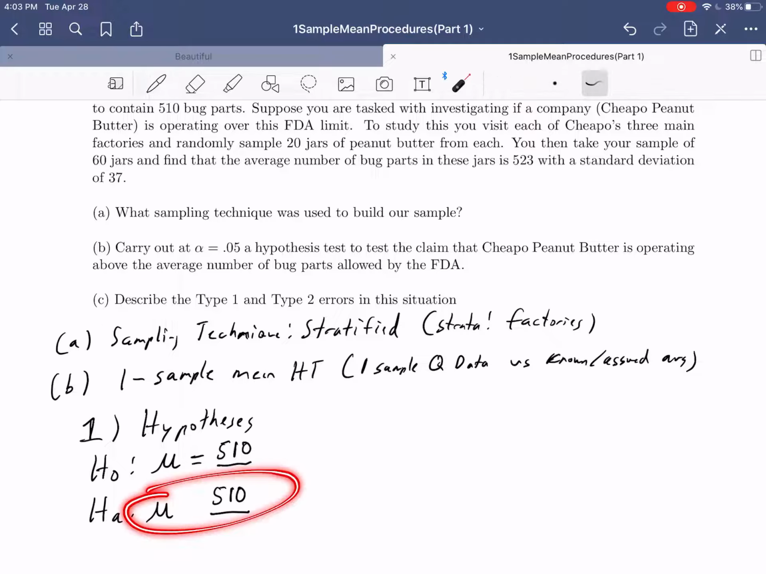Then we have to figure out our claim. What are we claiming against them? Are we claiming that they're above, below, different from the limit? Well, we can read our claim right here. The claim says that cheapo peanut butter is operating above the average number of bug parts allowed by the FDA. Obviously, it makes sense that we're worried that they're above the limit, not below the limit. So the alternate here would be mu greater than 510. We're going to assume that they're operating at the limit, but we are concerned that they might be over the limit.